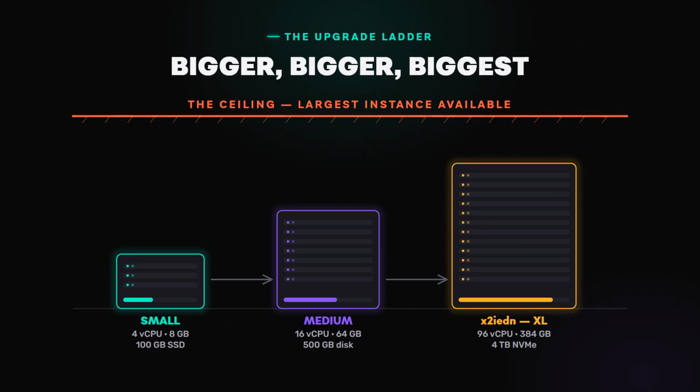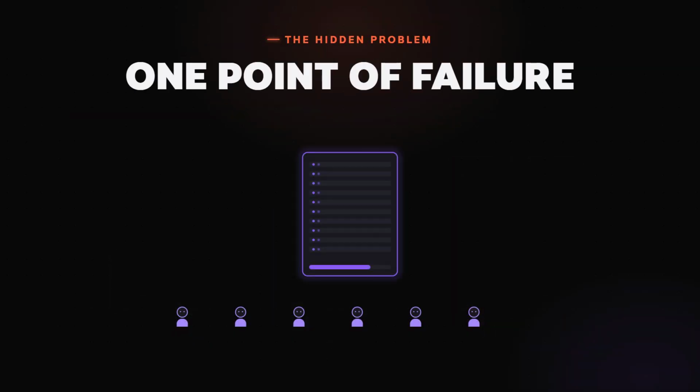Now look at the ceiling line across the top of the diagram. That line is real. Cloud providers offer a finite range of instance types. There is a largest machine, and beyond that line, vertical scaling is over. You have no more boxes to move to the right.